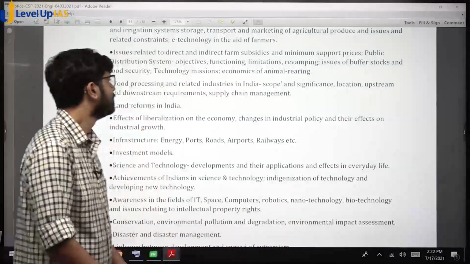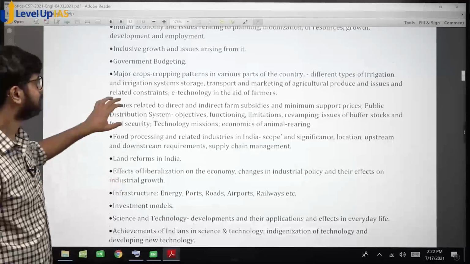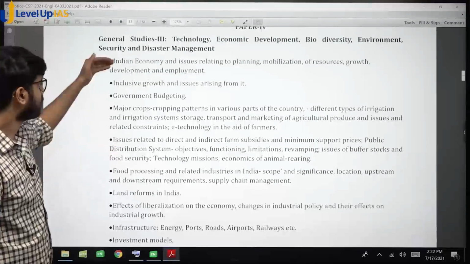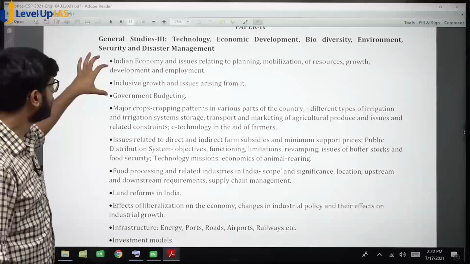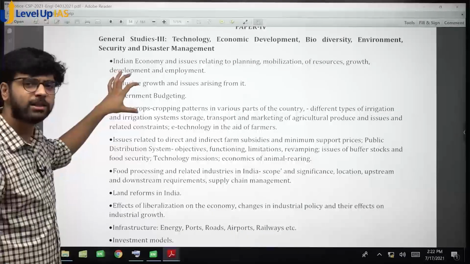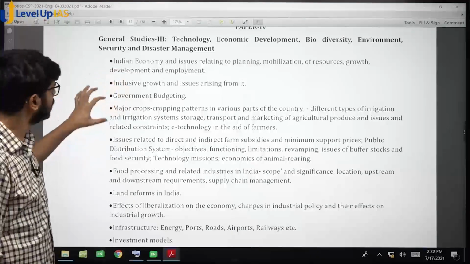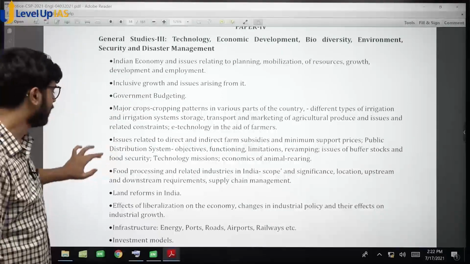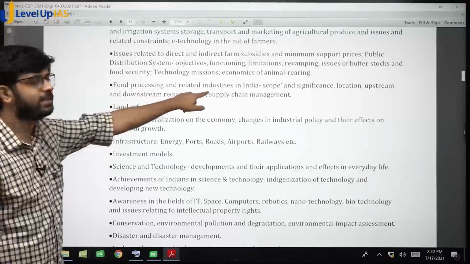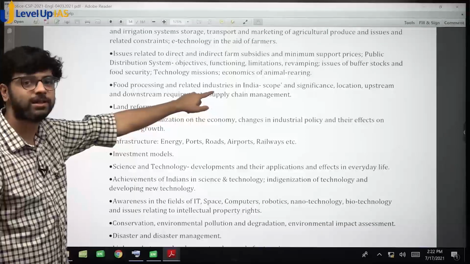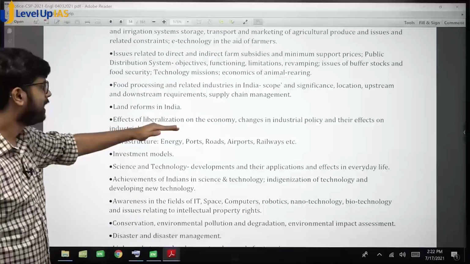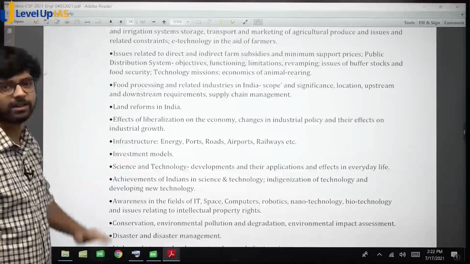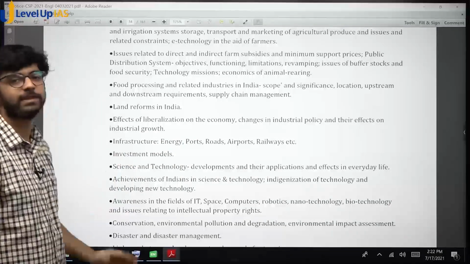Now do you notice the way these are very common points? Common for agriculture, common for industry, common for everyone. This is core agriculture, core agriculture, core agriculture. And what is this? Industries. We are slowly transiting towards industries now. And then hard infrastructure. So this syllabus is structured in a specific manner.